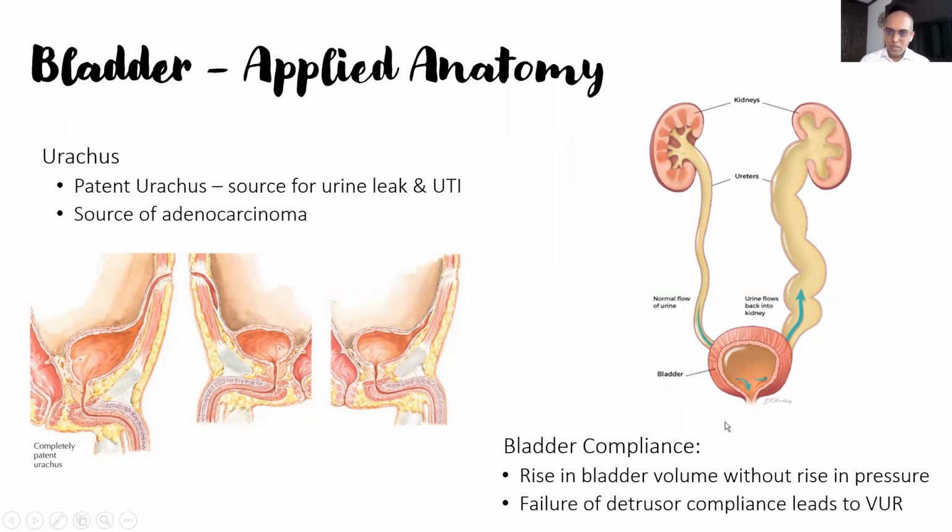Next is an interesting function of the detrusor muscle. Generally, according to physics, when volume increases, the pressure also increases. But the detrusor muscle is designed in such a way that when there is distension or filling of the urinary bladder, it distends in such a way that there is no increase in pressure of the bladder. Now, this rise in volume is without rise in pressure, but if there is failure of detrusor muscle compliance, then it leads to vesicoureteric reflux and damage of the kidney.